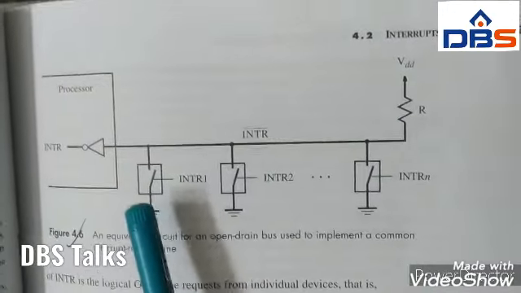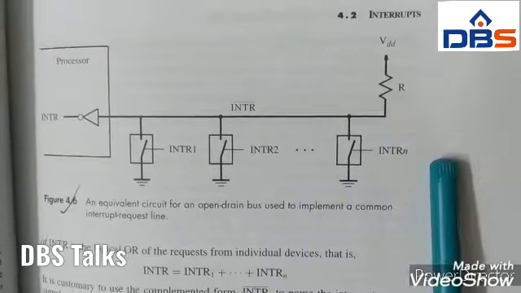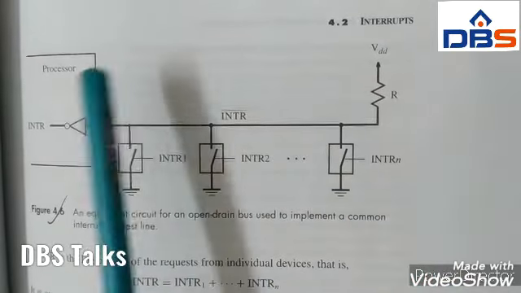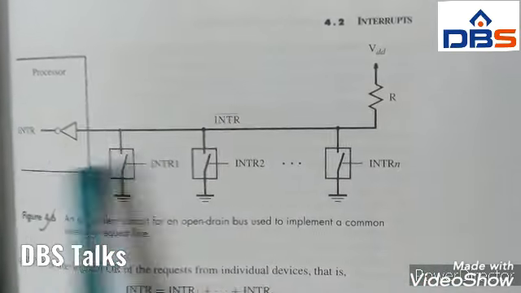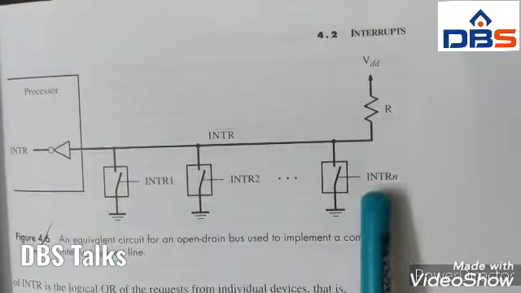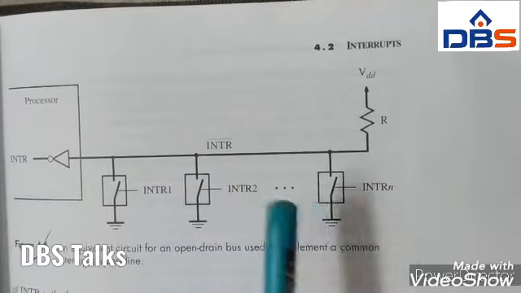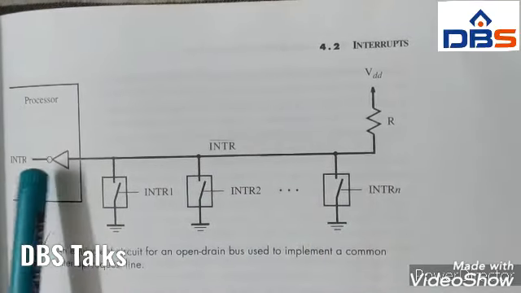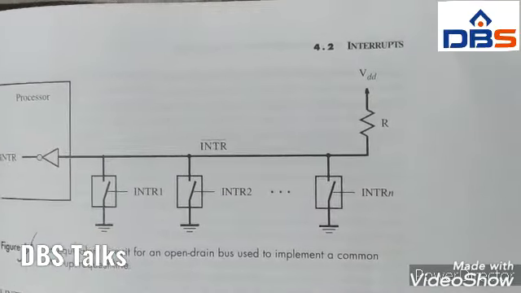Now these are the different types of interrupts. These are all connected to the processor. Whenever the processor is executing, any device or any interrupt comes from here and interrupts the processor.